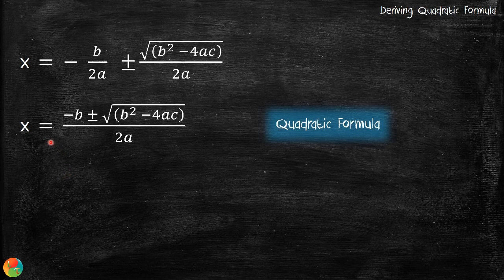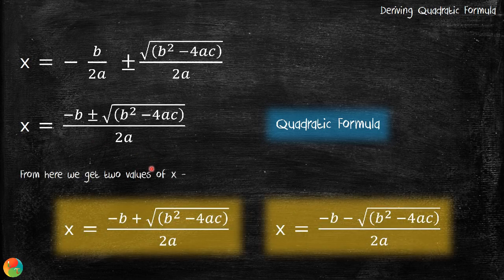So quadratic formula is x = (-b ± under root of b² - 4ac)/2a. From here, we get two values of x. First is x = (-b + under root b² - 4ac)/2a, and second is x = (-b - under root of b² - 4ac)/2a.